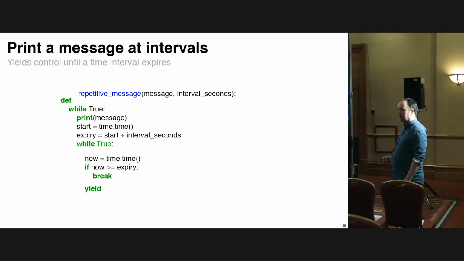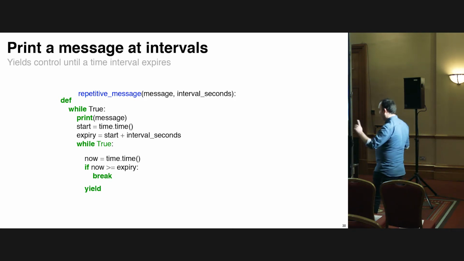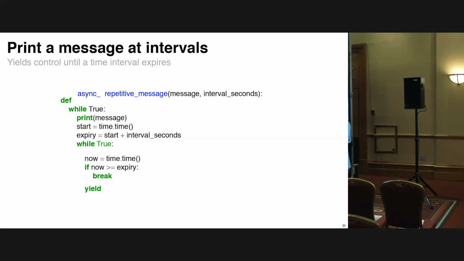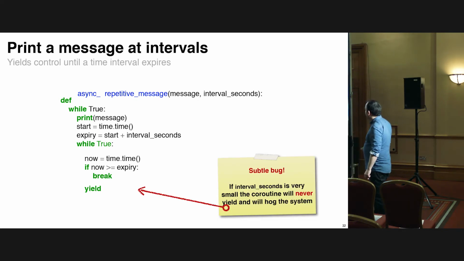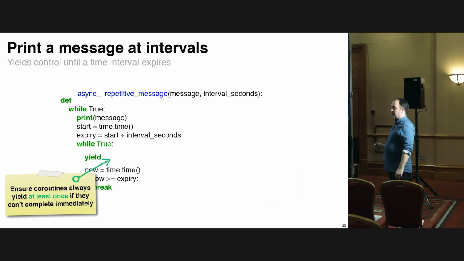This is quite subtle. That is the bug. All right, it really matters where you put the yield. So let me just rename this to async. If interval seconds, you almost said this exactly. If interval seconds is very small, the coroutine will never yield and will hold the system. You have to put the yield there, right? We just have to reorder the code.